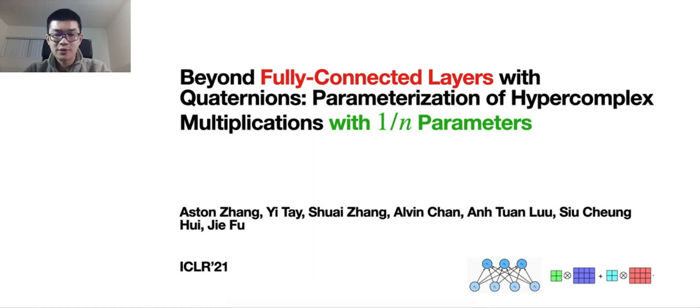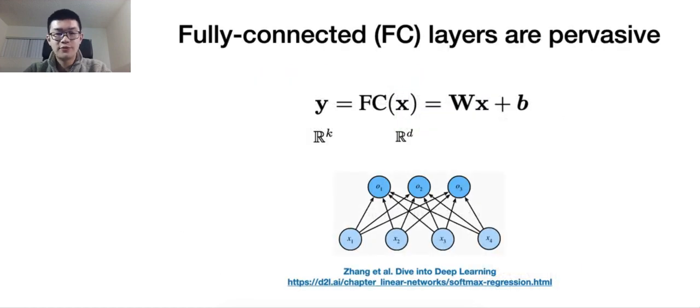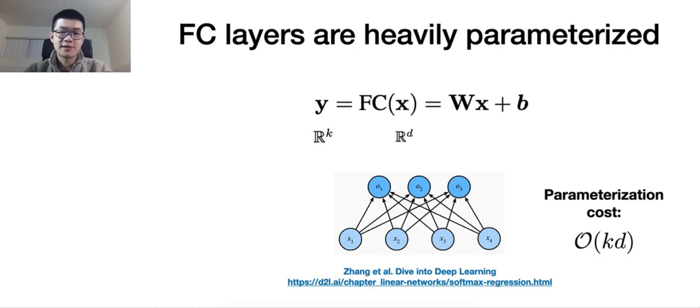With quaternions: parameterization of hypercomplex multiplications with 1 over n parameters. As we know, fully connected layers, also known as FC layers, are pervasive. Such layers transform an input vector of dimension d into another output vector of dimension k. As the name suggests, FC layers are fully connected, and the parameterization cost of such layers is dominated by the weight matrix, which is a d by k matrix. That's why the parameterization cost is on the order of the product of k and d.